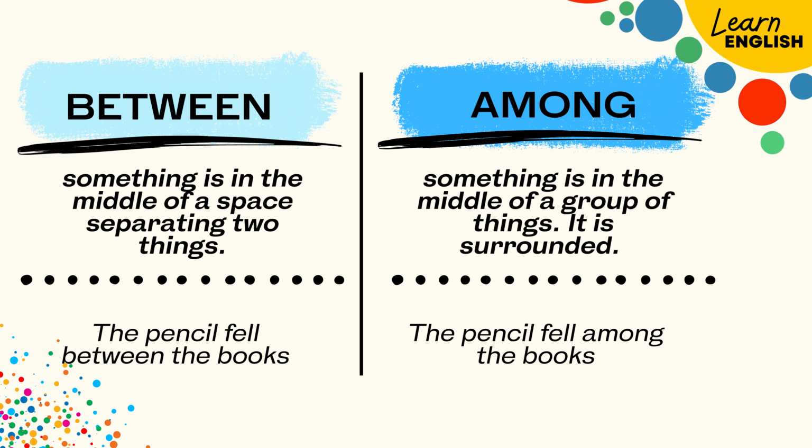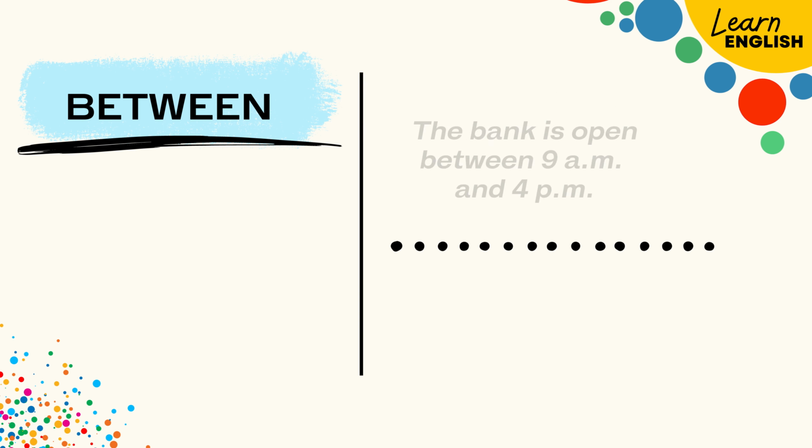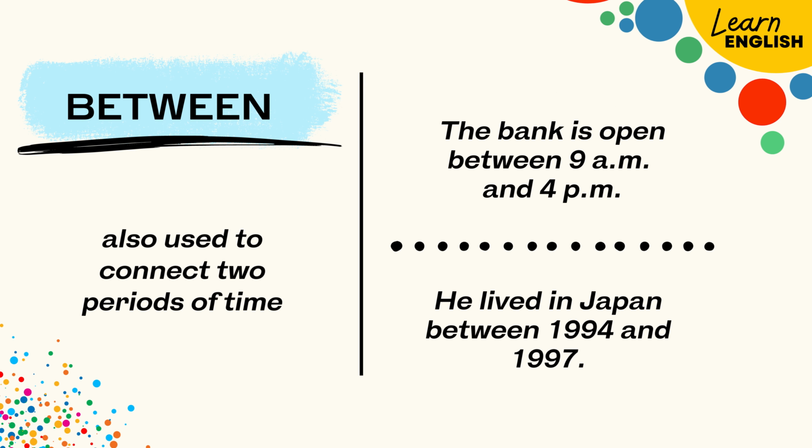Among is used when something is in the middle of a group of things, which means it is surrounded. The pencil fell among the books, which means there were more than two books and the pencil was surrounded by books.